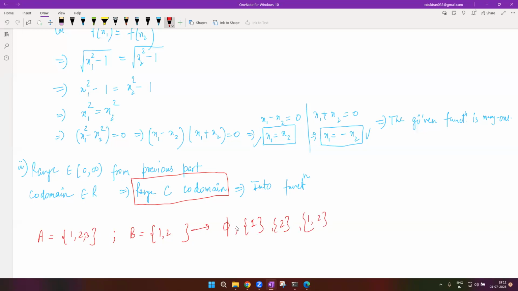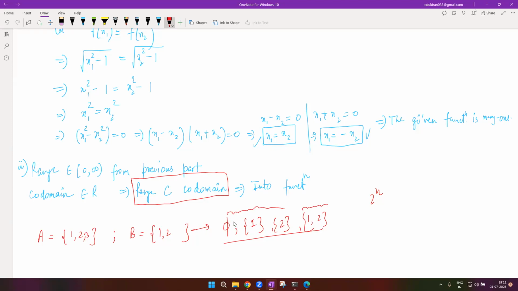We have learned this in class 11, how to find subsets of a set, and the formula was 2 to the power n. Let's say a set contains n elements, then the total subsets of that set will be 2 to the power n. Right now B has 2 elements, so the total subsets should be 2 to the power 2, which is 4. So these 4 are subsets of B, but these 3 are proper subsets, and this is an equal set.